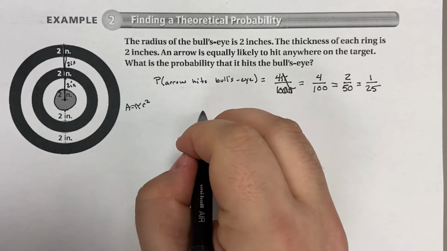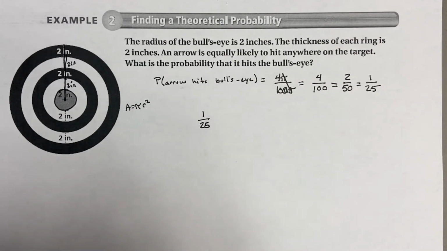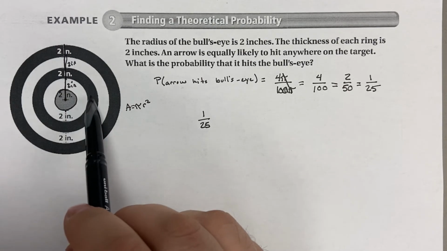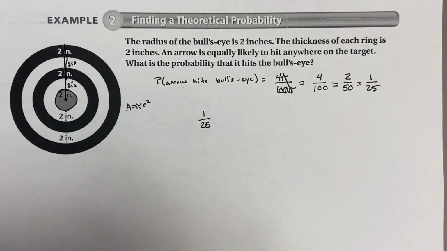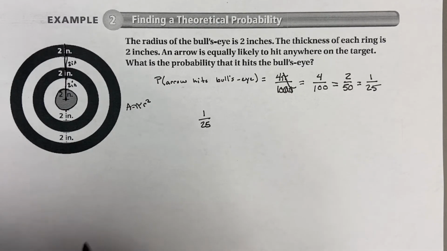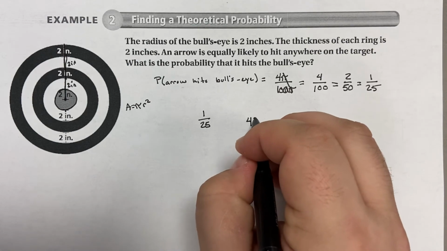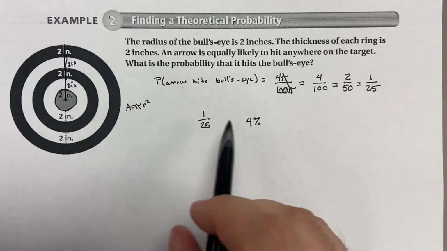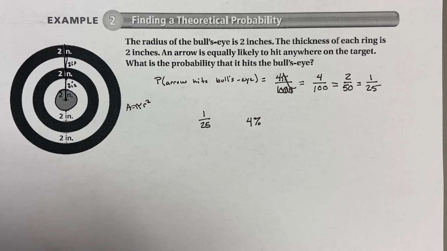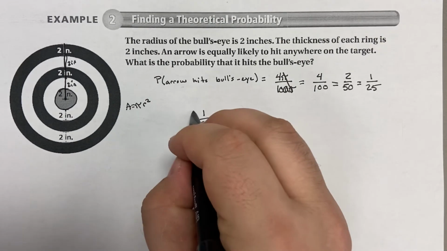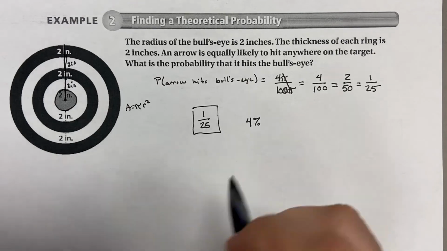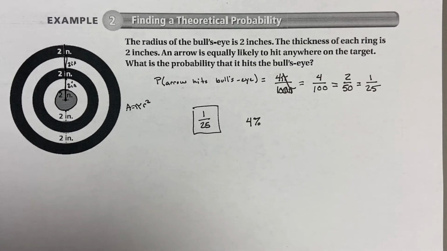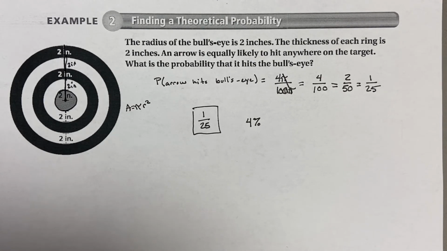So we have a 1 in 25 chance of hitting a bullseye that has a radius of 2 inches, whose target has 1, 2, 3, 4 additional rings at 2 inches each. Or, if you really want to get down to it, there's a 4% chance. It's not very likely. Also, most targets have an area less than that for their bullseye. So you can start saying a 4% chance is not very good. Again, this is the answer I want you to write, because I can figure 4%. If you want to write 4%, you're also not going to be wrong.